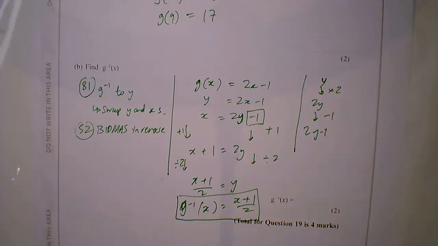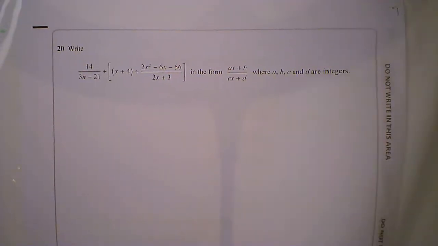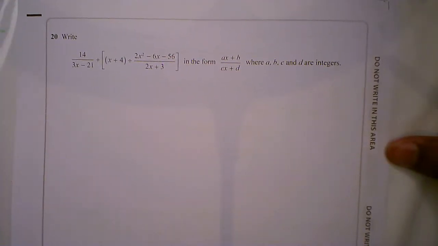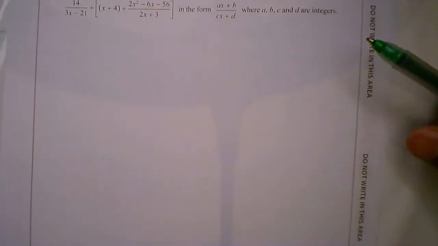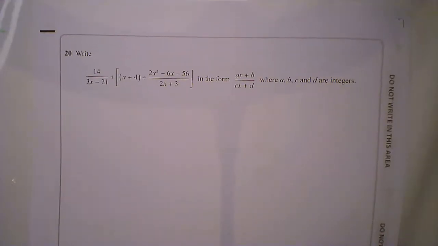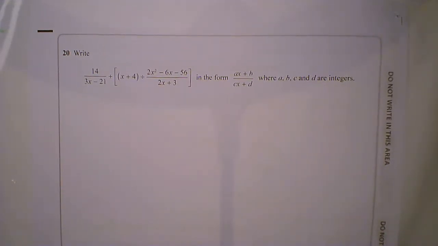Right, next question. Question 20. Okay, this one looks hard, but is quite easy. If your target grade is 4, 5, 6, there is a method mark there, so look at banking that easy mark. This question is worth 4 marks. I'll give you a few moments. Off you go. If you need more time, press pause. When you're ready, press play.